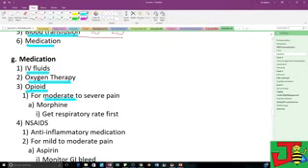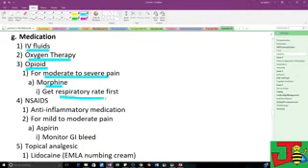It is for moderate to severe pain. An example will be morphine. And before you even give morphine, make sure to get the respiratory rate first because morphine is a CNS depression. And if the patient respiratory rate is less than 12, we do not give the morphine.